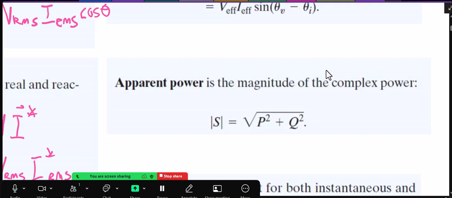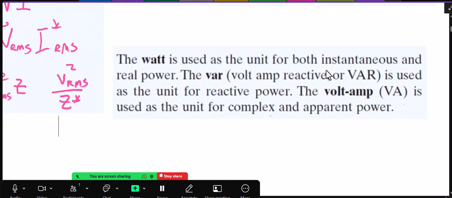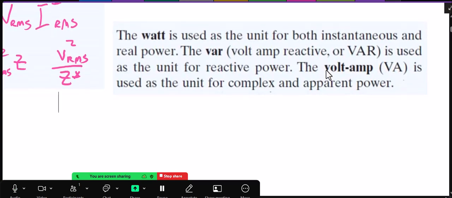And then apparent magnitude is the magnitude of the complex power. The real power is in watts. Reactive power is in volt amp reactive, or VAR. And apparent power or complex power is in volt amps, or VA.